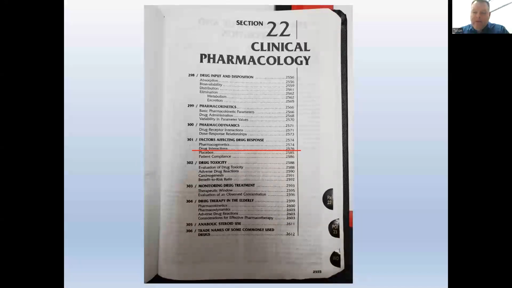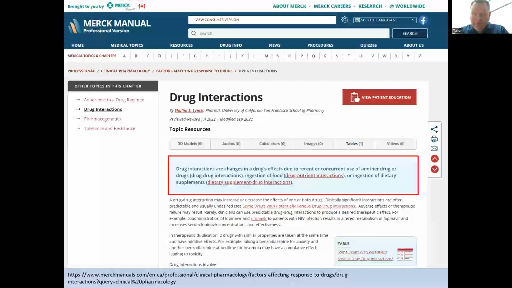In the clinical pharmacology section, in both versions, under factors affecting drug response are the following definitions and observations. Drug interactions are changes in a drug's effects, A, due to recent or concurrent use of another drug or drugs, drug-drug interactions, B, ingestion of food, drug-nutrient interactions, or C, ingestion of dietary supplements, dietary supplement drug interactions.